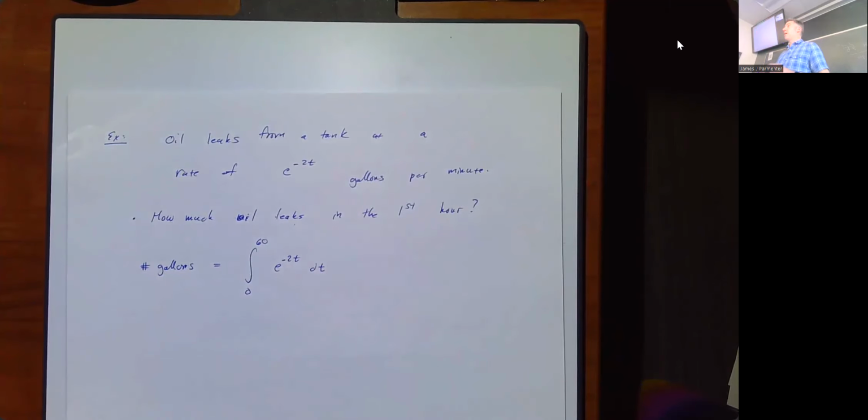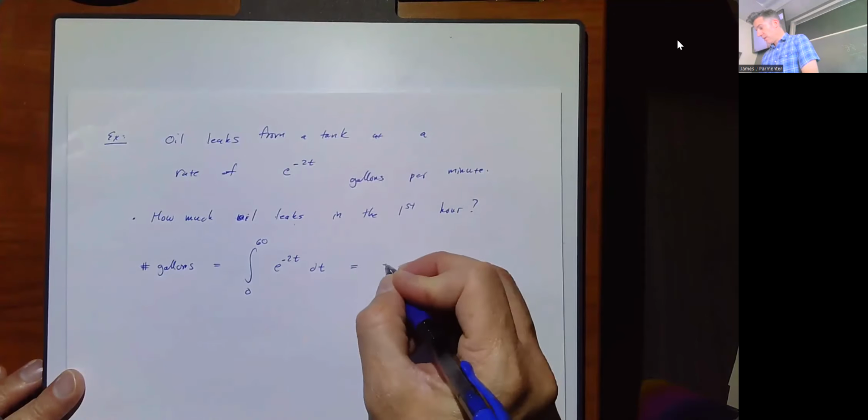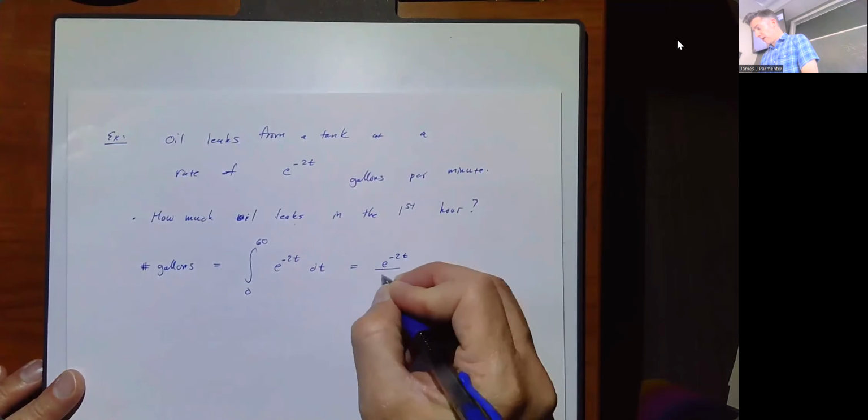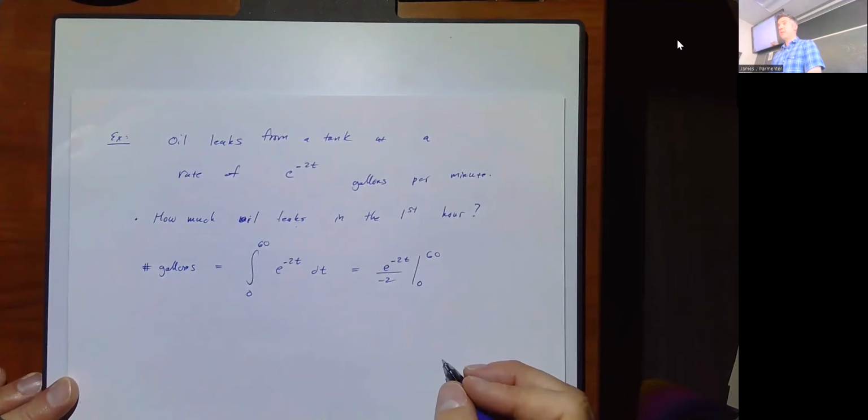When you integrate a rate of change, you end up with the numerator, or essentially, when you integrate with respect to time, you're essentially multiplying by time. So like if I integrate someone moving at 30 feet per second, I end up with a measurement in feet because I'm essentially multiplying by a unit of time. So here, we end up with e to the negative 2t divided by negative 2 from 0 to 60 gallons.